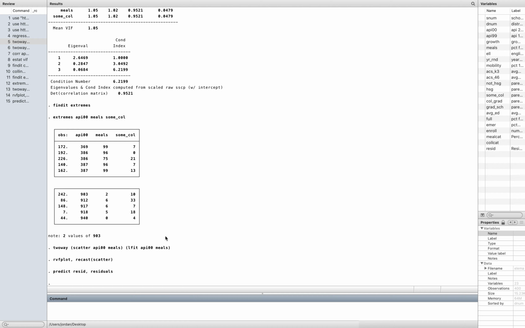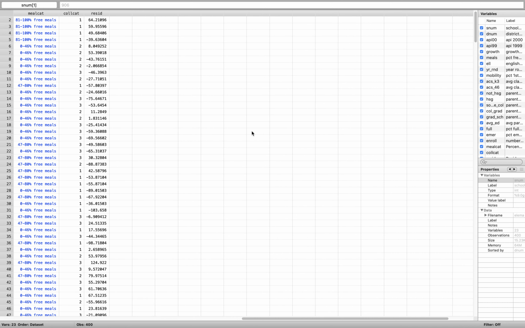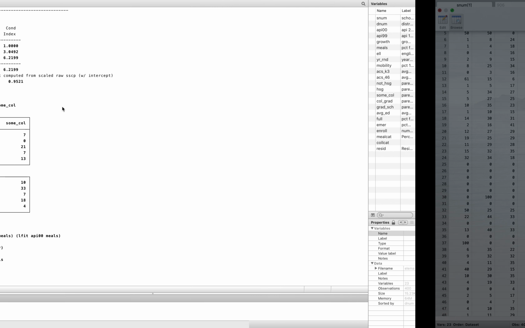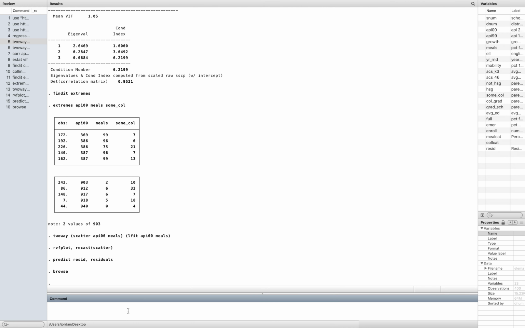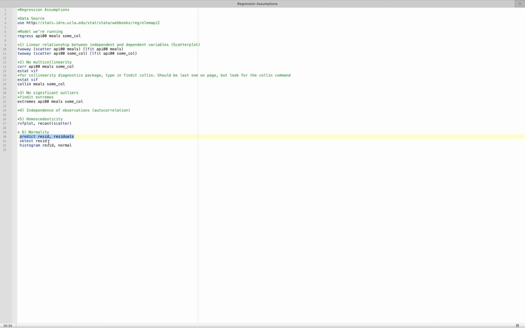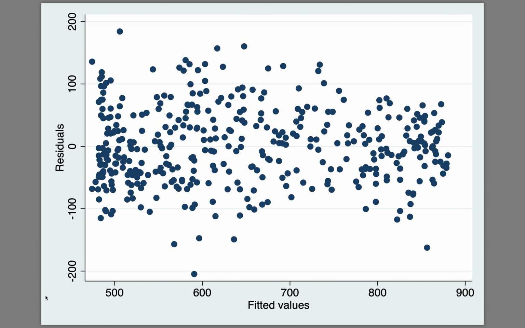You can actually take a look at it if you click browse. You see the residuals are over here now. So these are your residuals. This is your error. So there's a couple different ways to see if your residuals, if your errors, meet the normality assumption. So the first thing you can do is do an SK test.